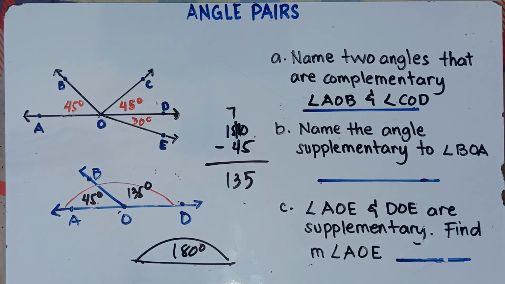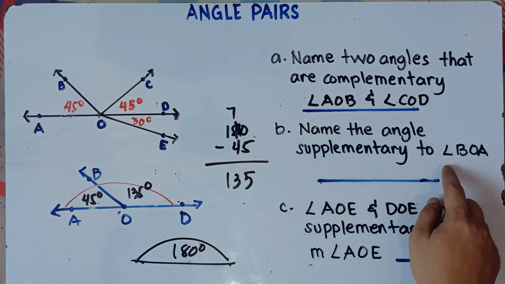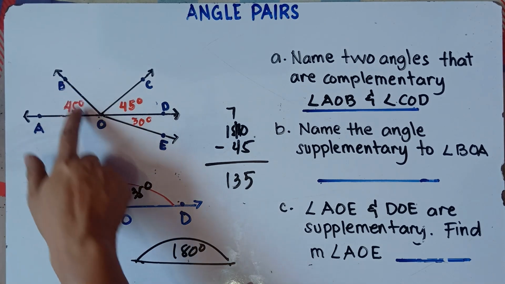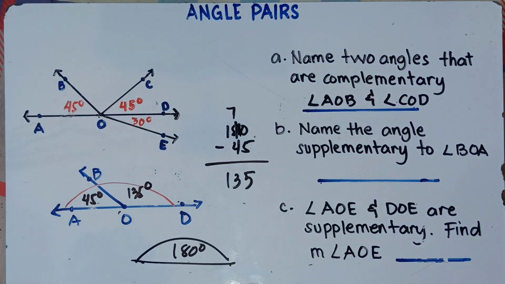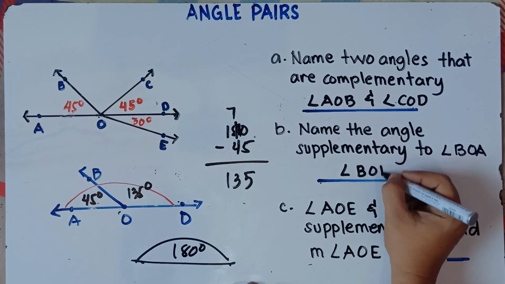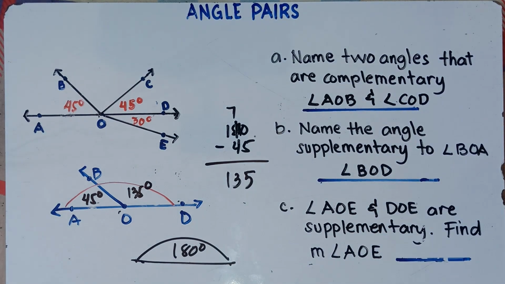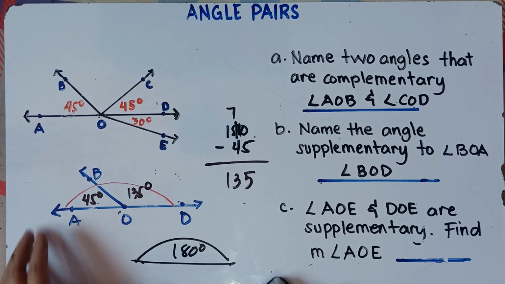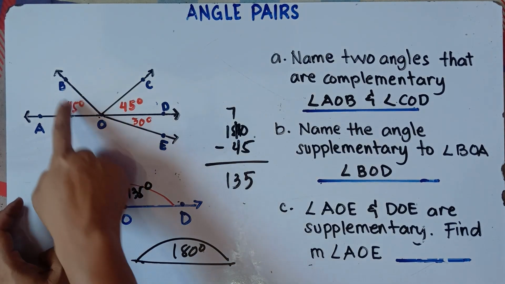Therefore, the supplementary angle of angle BOA would be angle BOD. So the answer is angle BOD. I hope you get this one for letter B. If you have some questions, do not hesitate to ask us. Once again, our answer is angle BOD.